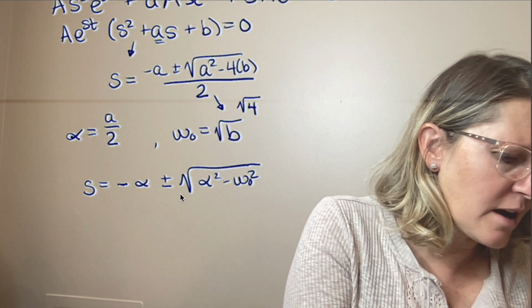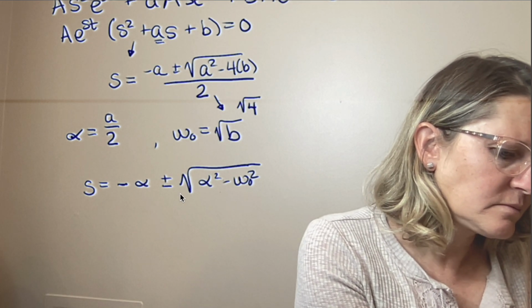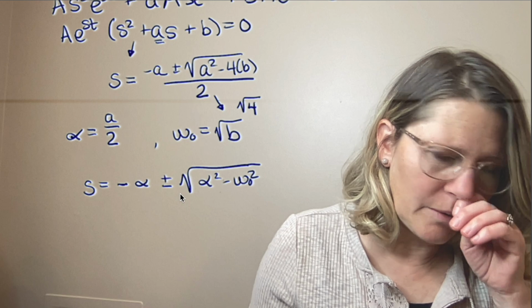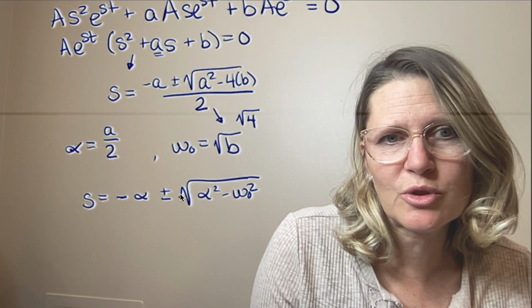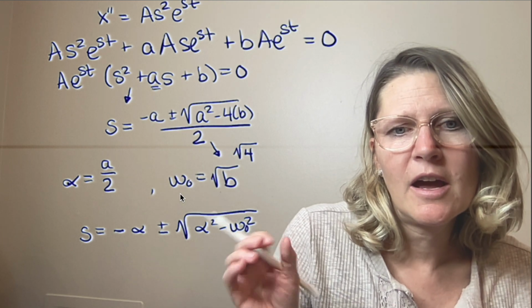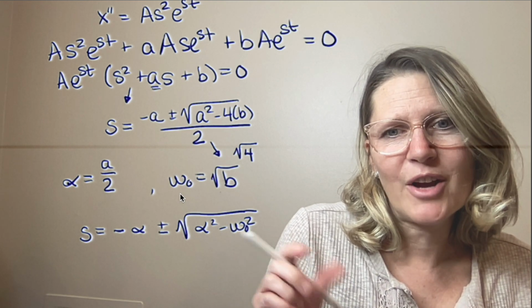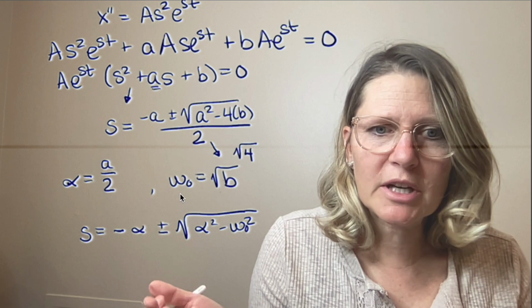And then what we can do from here is look at the other solutions for the particular solutions, and depending on alpha and omega, you're either going to get overdamped, underdamped, or critically damped.